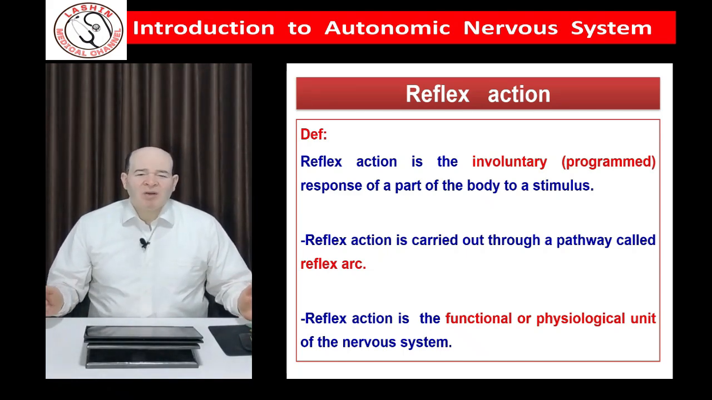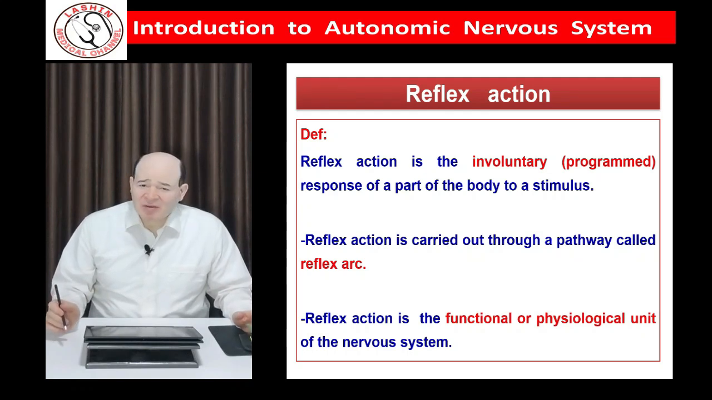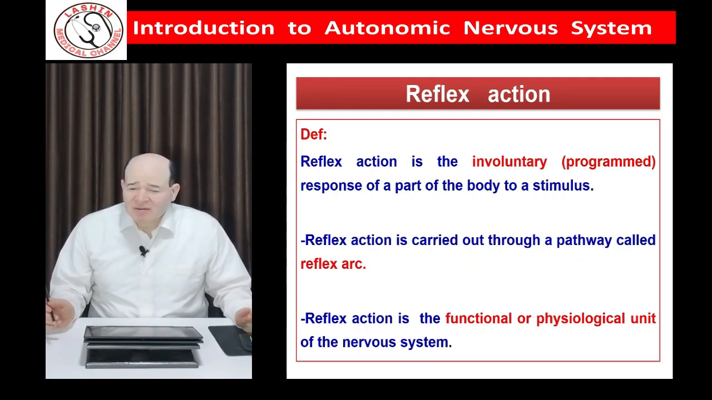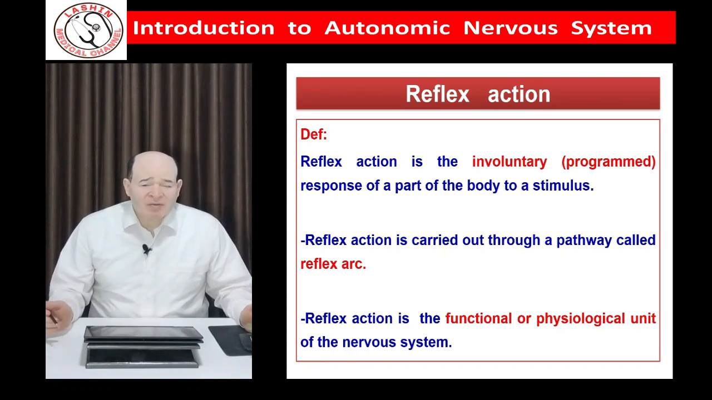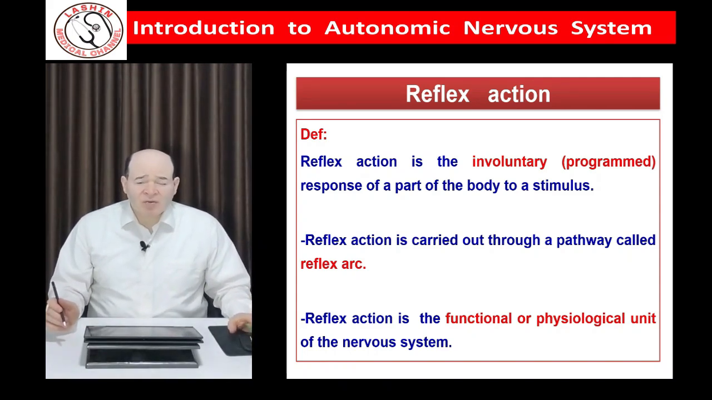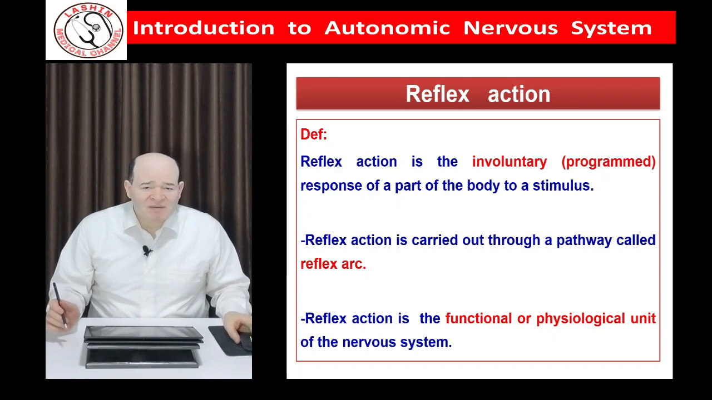All our biological functions are done in the form of reflex action. All details of the respiratory process are done in the form of reflexes. All details of cardiovascular events are reflexes. GIT events, reflexes. So reflex is an essential entity in biology. It is the functional unit of our nervous system. So any function done inside our nervous system is based on reflex action.